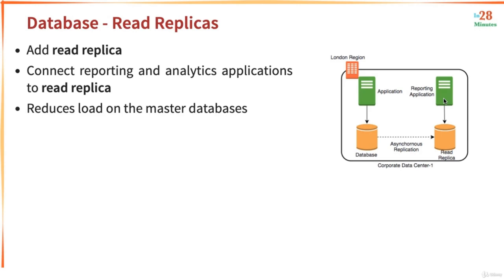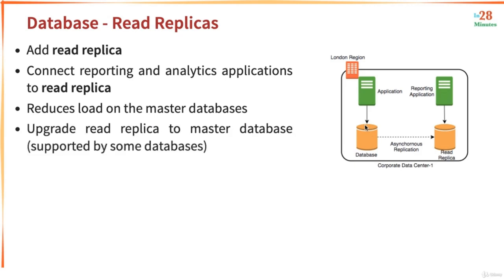What would be the result of this? The result of this is that the load on the master database would go down. Now, this also opens up a few options. If the master database goes down, you can upgrade the read replica to a master database. This kind of feature is supported by some databases. Some databases also support creating read replicas in multiple regions. So you can create them in other availability zones or in other regions as well. In this step, we looked at the use case where read replicas are really useful. I'll see you in the next step.